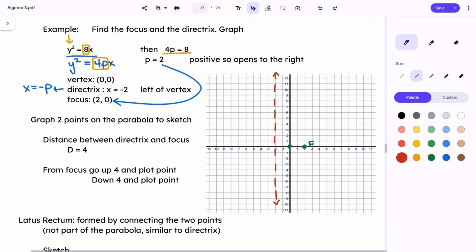That means using that number 4, we can go from our focus up and down 4 to get another couple of points that are on my parabola. And then we can actually start to see where this is going to go. So from my focus, using the fact that p was 2, and so double that should be the distance from the directrix line that I have and my focus, 4. From my focus point, I'm going to go up and down 4.